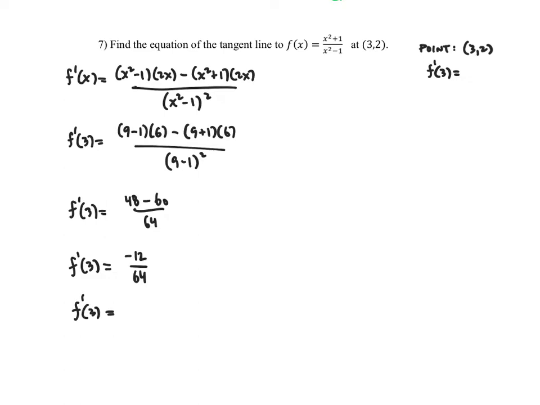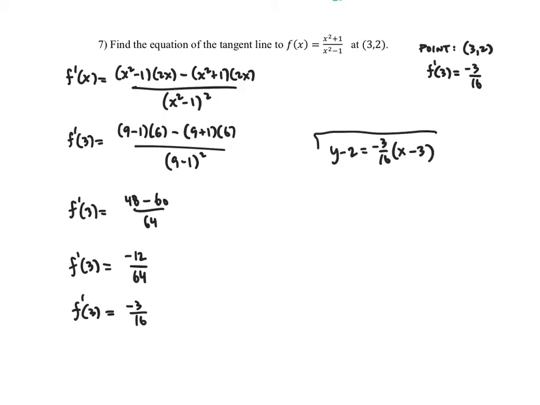You could leave it right like that if you're afraid you might simplify incorrectly. But that would be negative 3/16. So I get a slope of negative 3/16 of the tangent line. Therefore, the equation of the tangent line would be y minus 2 is equal to negative 3/16 times (x minus 3).